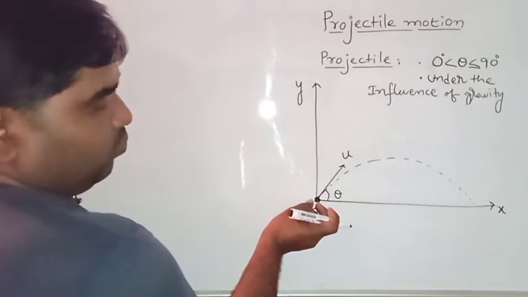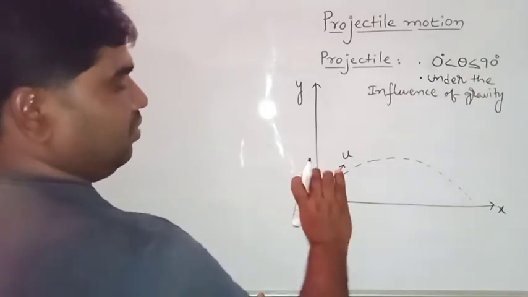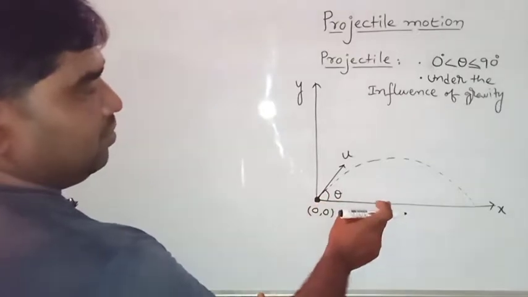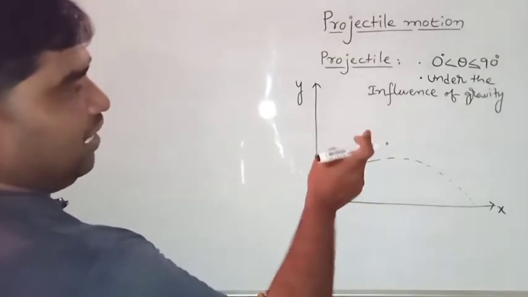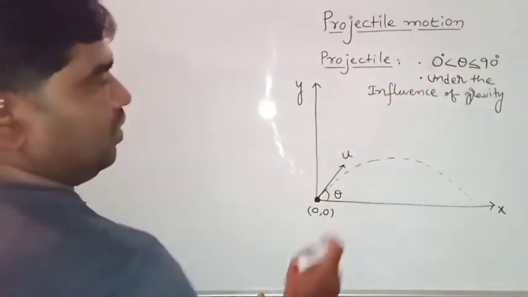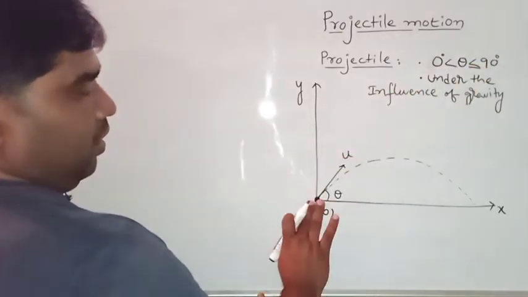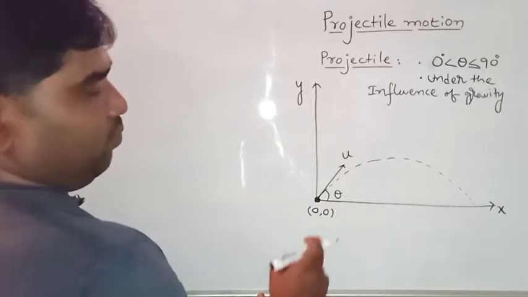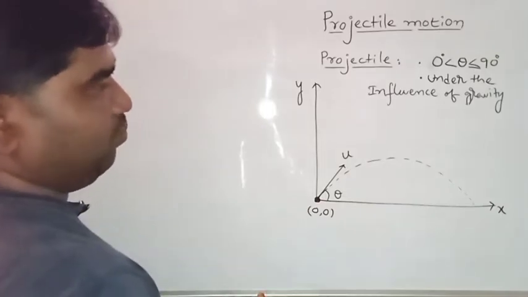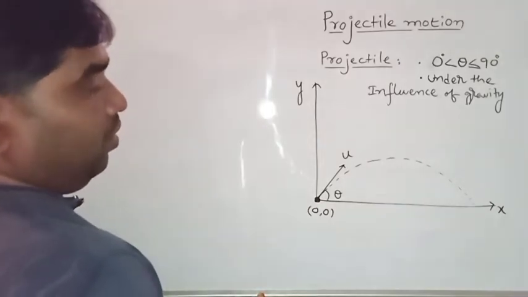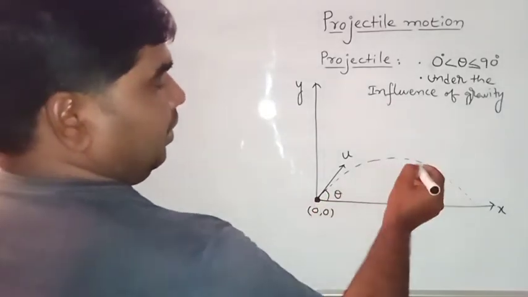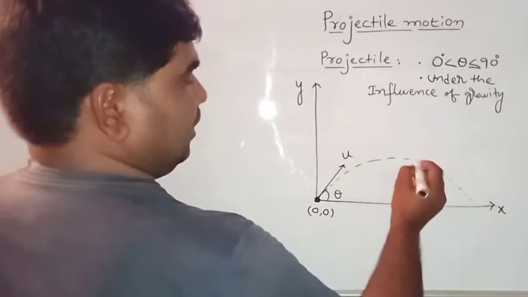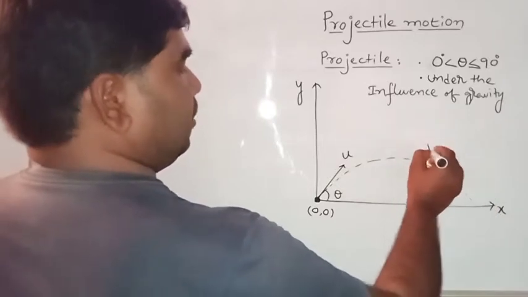Initially, a small object we are throwing with a certain angle with the horizontal surface. That angle is greater than 0 degrees and less than or equals to 90 degrees. If you project under the influence of gravity, such type of motion is called as projectile motion. What is the path of the projectile? The object's traveling path is called the path of the projectile.